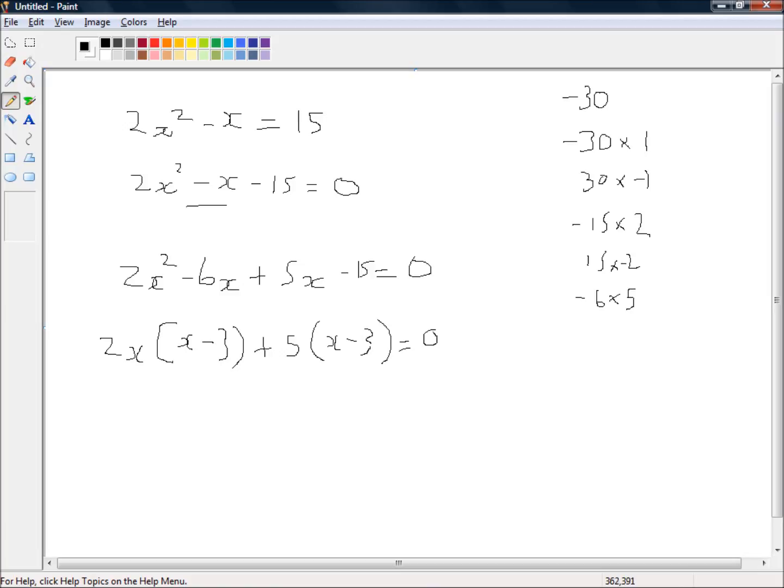Okay, so now we can pull the x minus 3 out. So we've got x minus 3 into 2x plus 5 is equal to 0. So either x minus 3 equals 0, in which case x equals 3, or 2x plus 5 equals 0, in which case if we pull that 5 over the equals sign it becomes negative 5, and then divide the whole thing by 2, so we've got negative 5 over 2, so x equals negative 5 over 2.